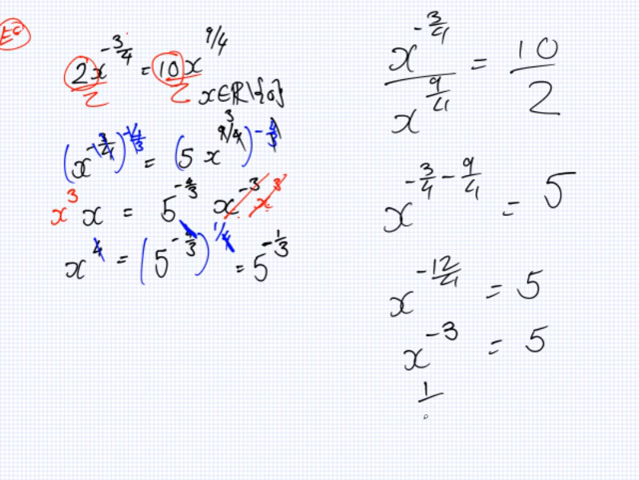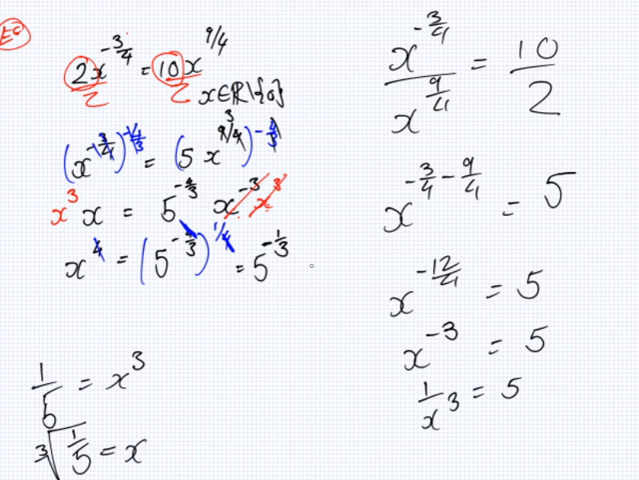You could change that into 1 over x cubed, that equals 5. So you could say 1 over 5, that equals x cubed. So then the last step here would be x equals the cube root of 1 over 5, which is exactly the same as that. So again, there are many paths you can take here to the answer.